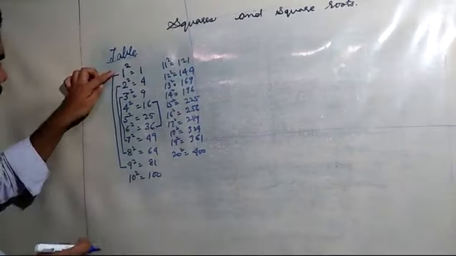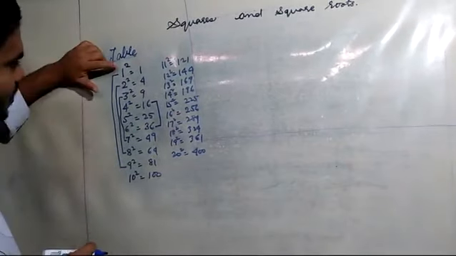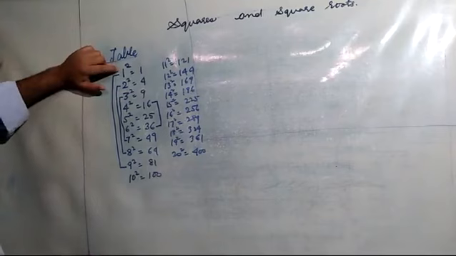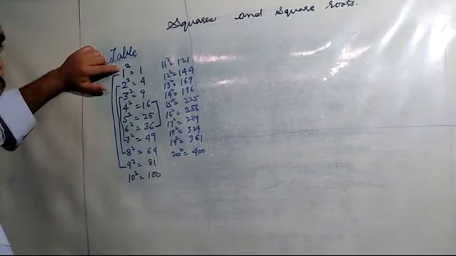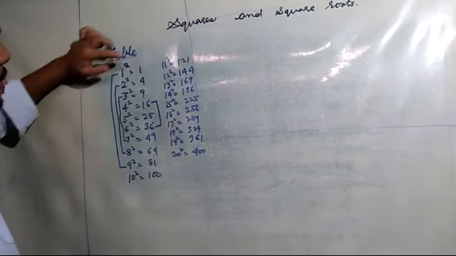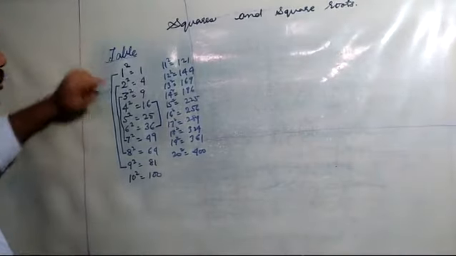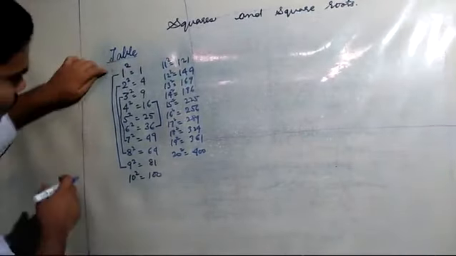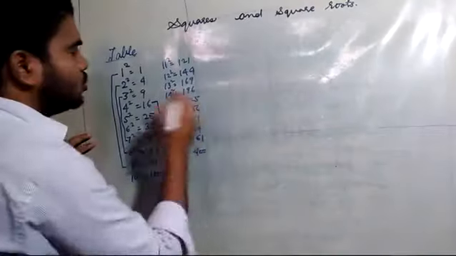Now I have also drawn some lines. You can see this group. When the unit place of the root is 1, its square is also 1. When it is 2, then the square ends in 4. See here, 1 is with 9. For an example, how to understand this?